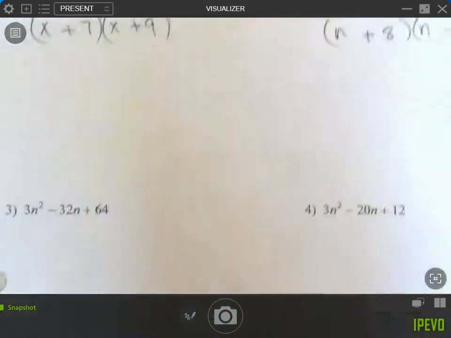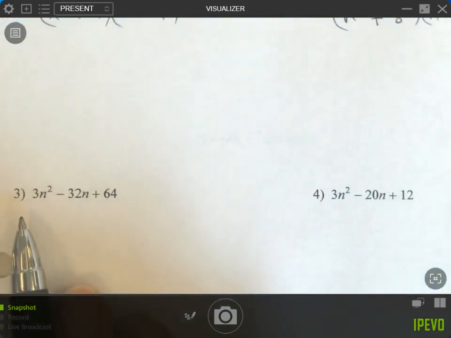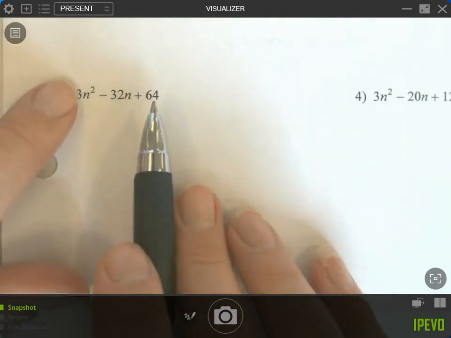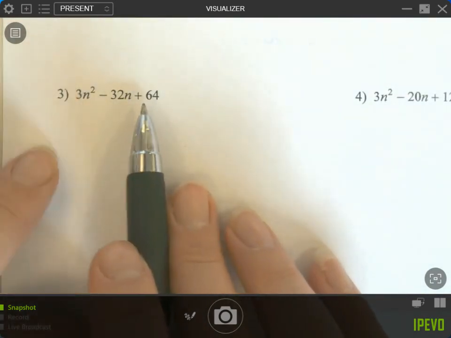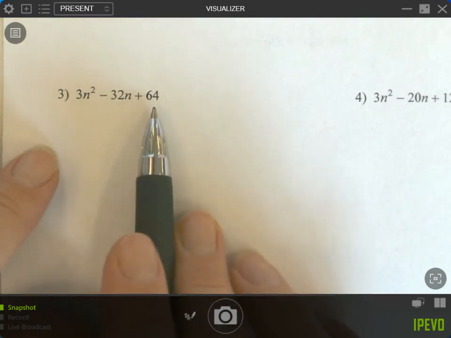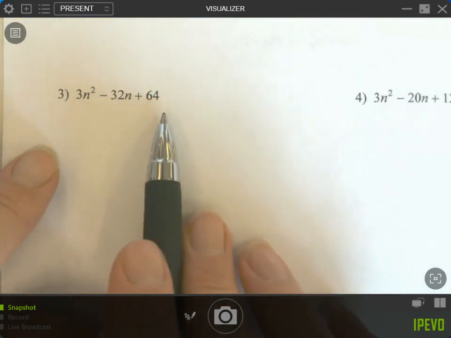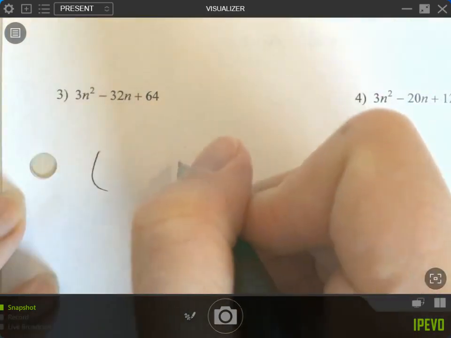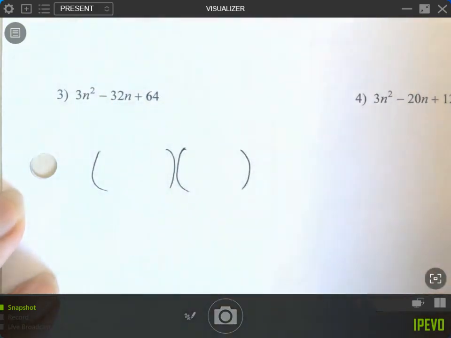Okay, now if you look at number 3, the first thing I try to do is take out a GCF, because if I can get rid of this 3 out front, it's a lot easier. Do 32 or 64 divide by 3? No, they don't divide by 3, because 6 plus 4 is 10. If the sum of the digits doesn't divide by 3, the number doesn't. But I could test in a calculator. I'm stuck with that. So this is one of the ones where we have to use our trial and error.